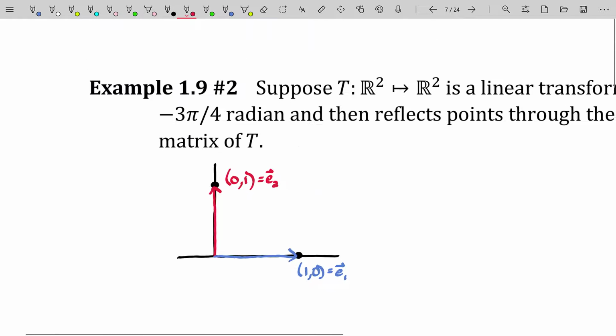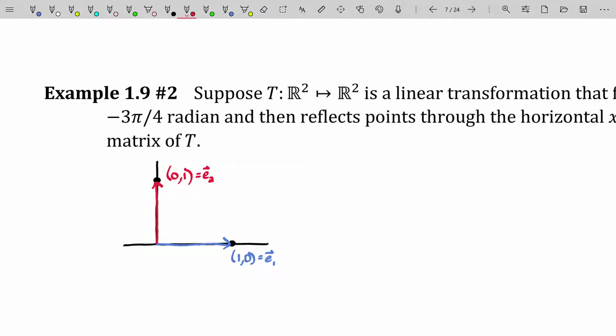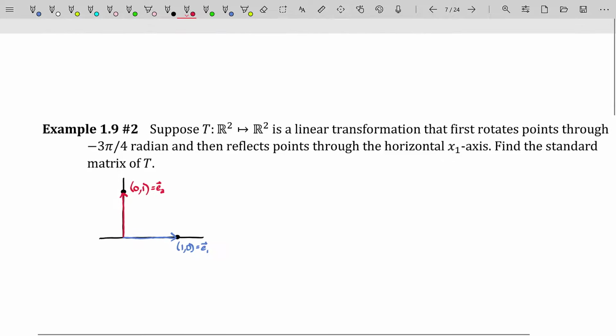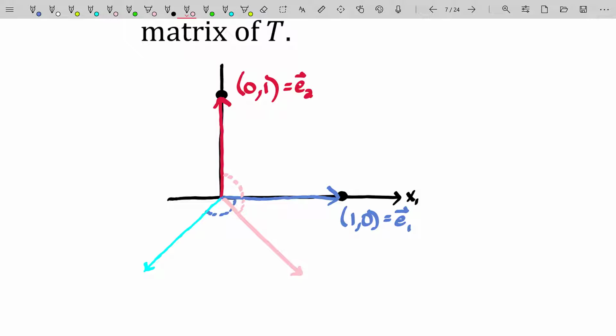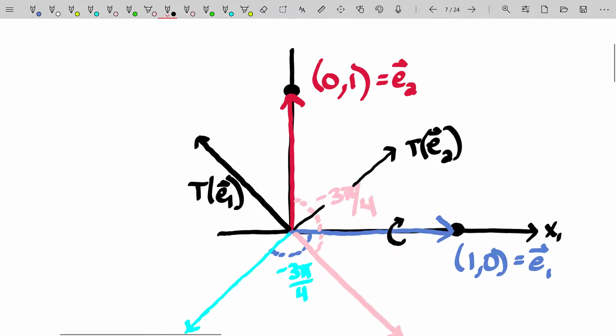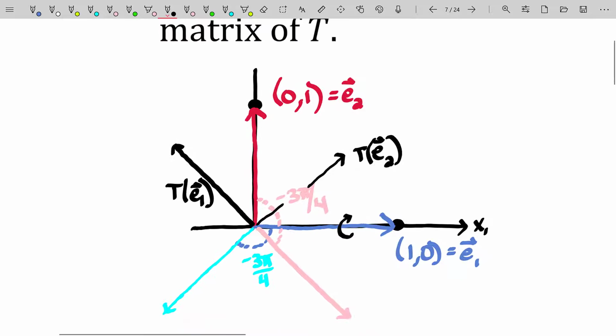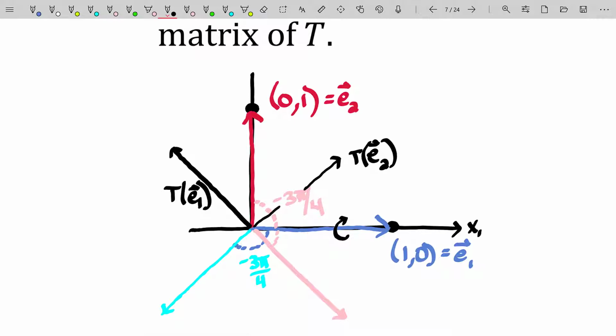Anyway, what we want to do to those basis vectors is rotate them through an angle of -3 pi over 4 radians and then reflect them about the horizontal x1 axis. Just to showcase what this looks like, we have this initial rotation through an angle of -3 pi over 4. And now we're going to flip these about the x1 axis to get those two black vectors there, the transformation of E sub 2 and the transformation of E sub 1.